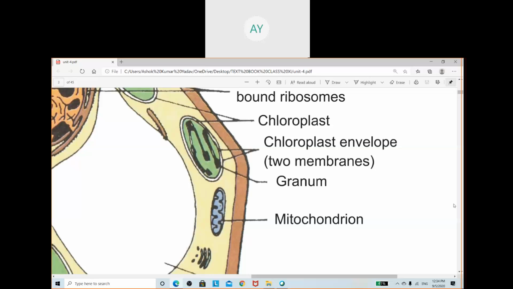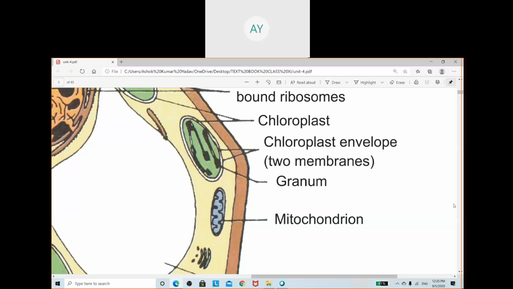So collectively there is a large number of grana. Granum is known as grana in plural. So chlorophyll is sandwiched between two granum. That will capture the sunlight, and then in presence of water and carbon dioxide. What is the source of water and carbon dioxide for photosynthesis? Carbon dioxide from the atmosphere, water from the soil. How does it enter the plant? Through stomata. Very good.